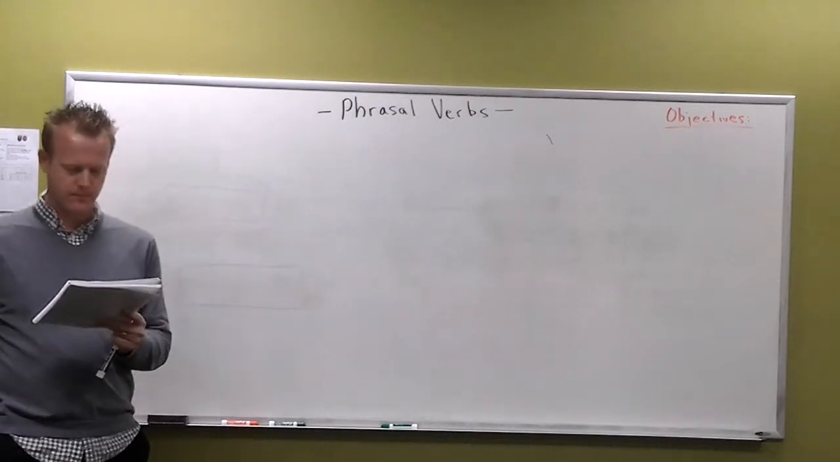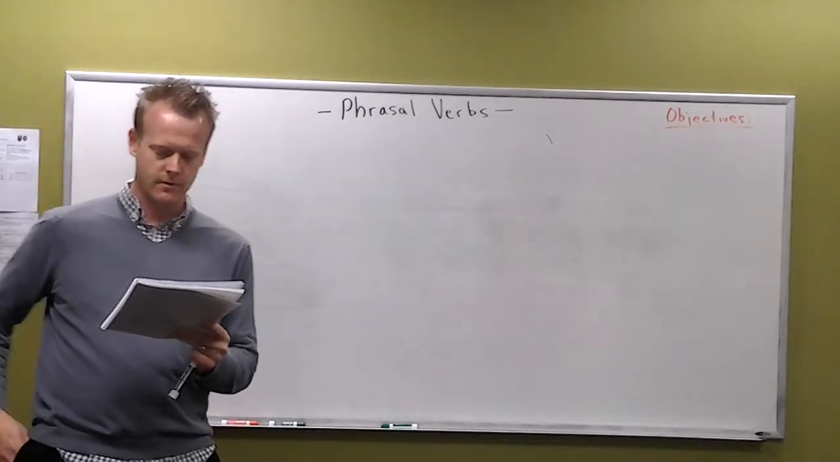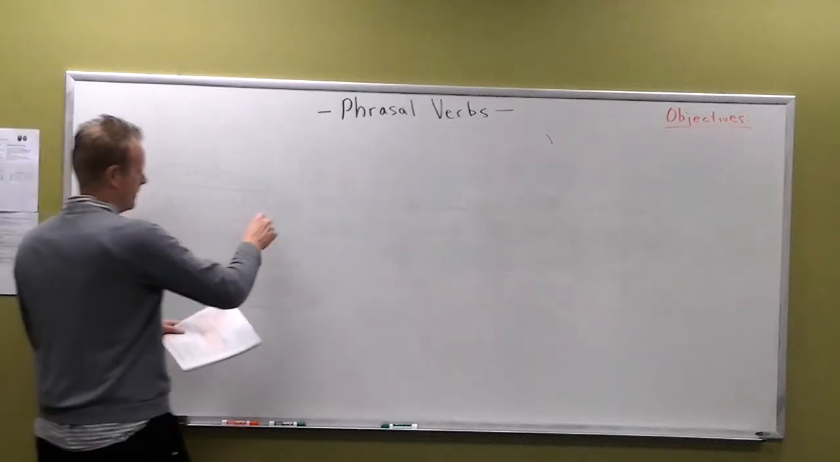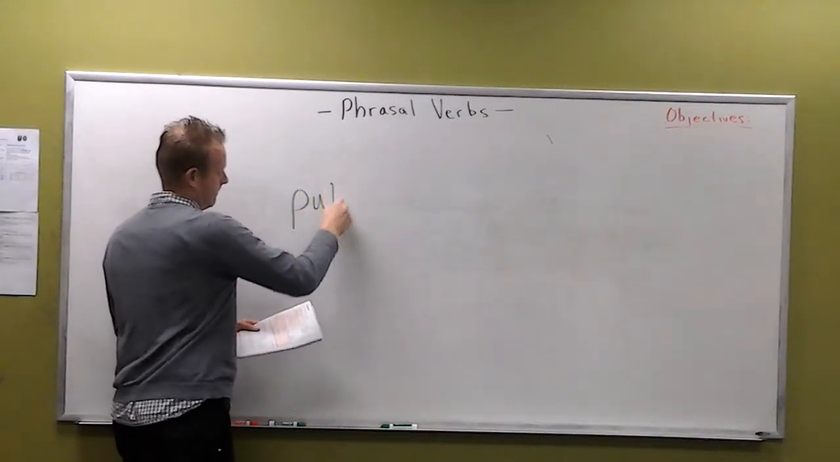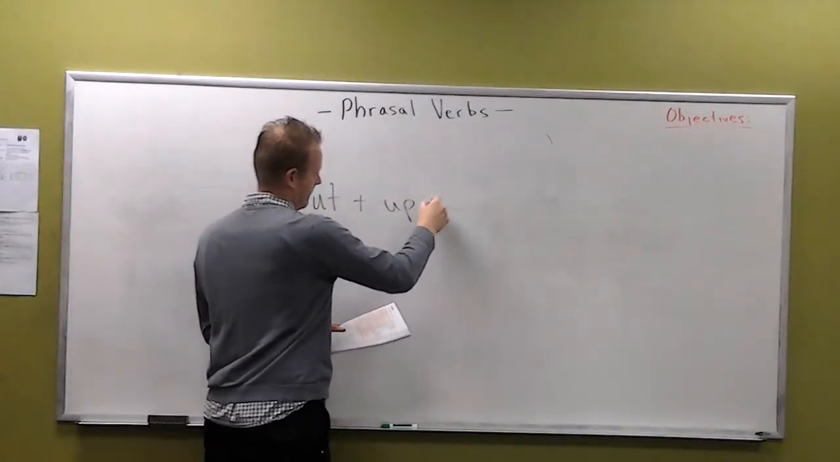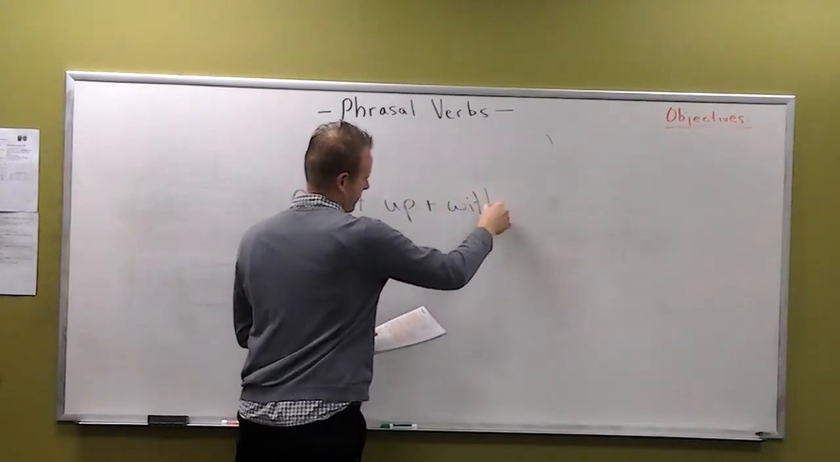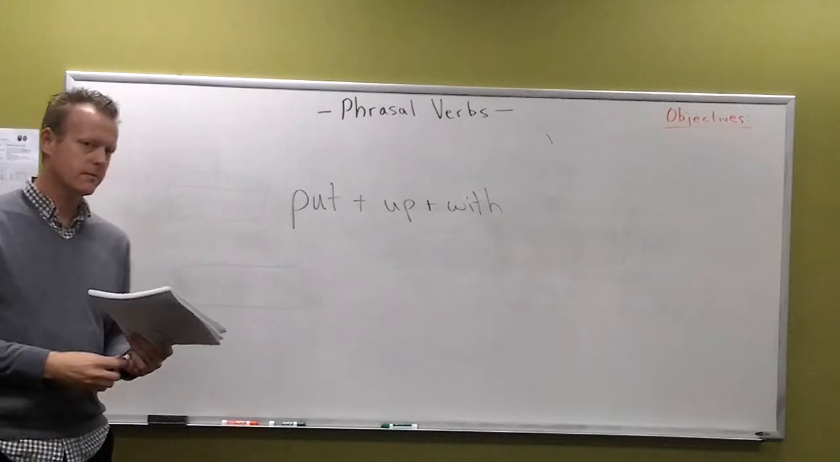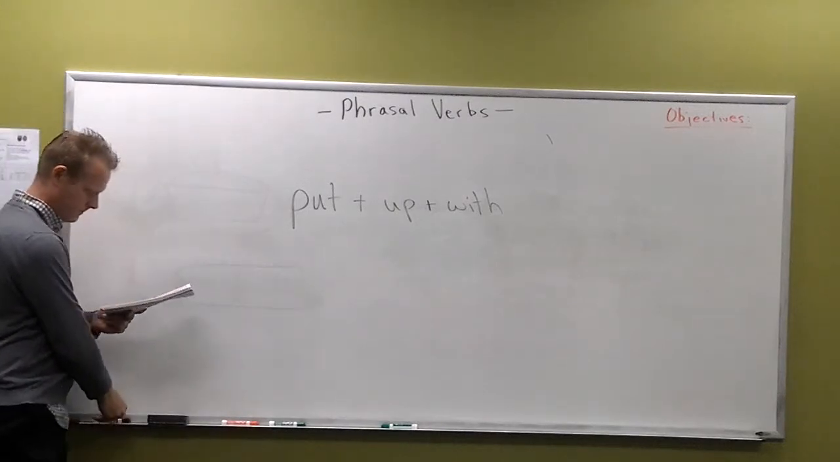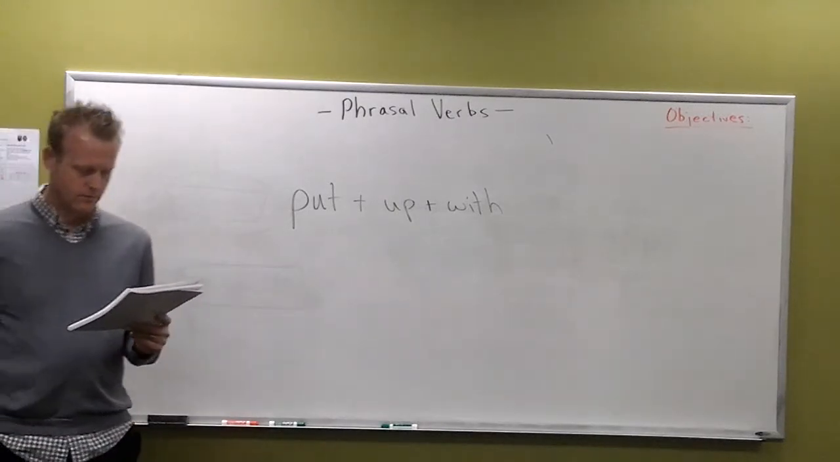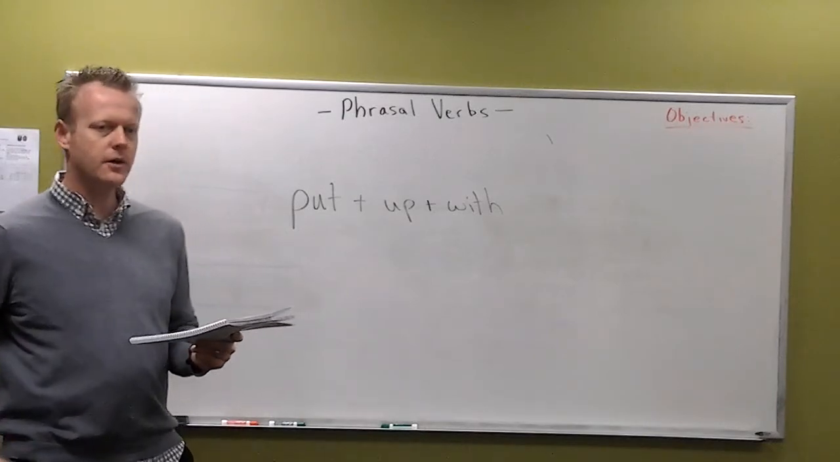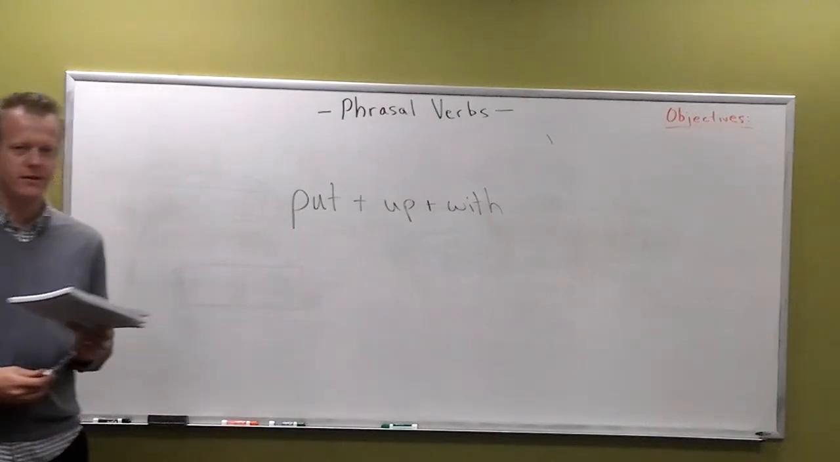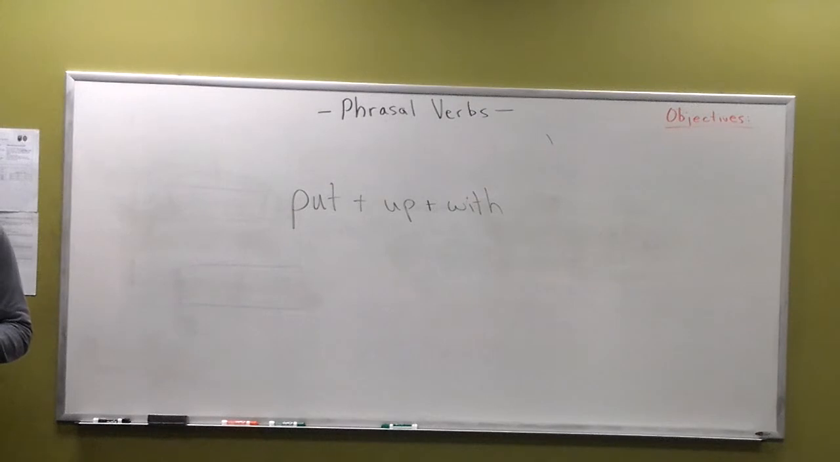Sometimes a phrasal verb consists of three parts. For example, put plus up plus with means tolerate. Phrasal verbs are also called two-word verbs or three-word verbs. Good. So here's a nice example, put up with. It means to tolerate something.